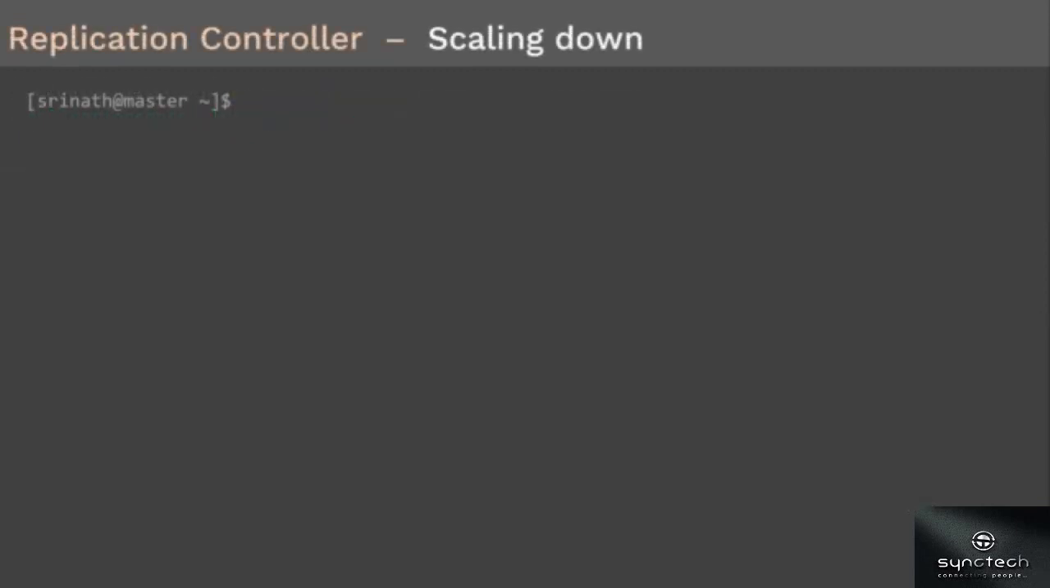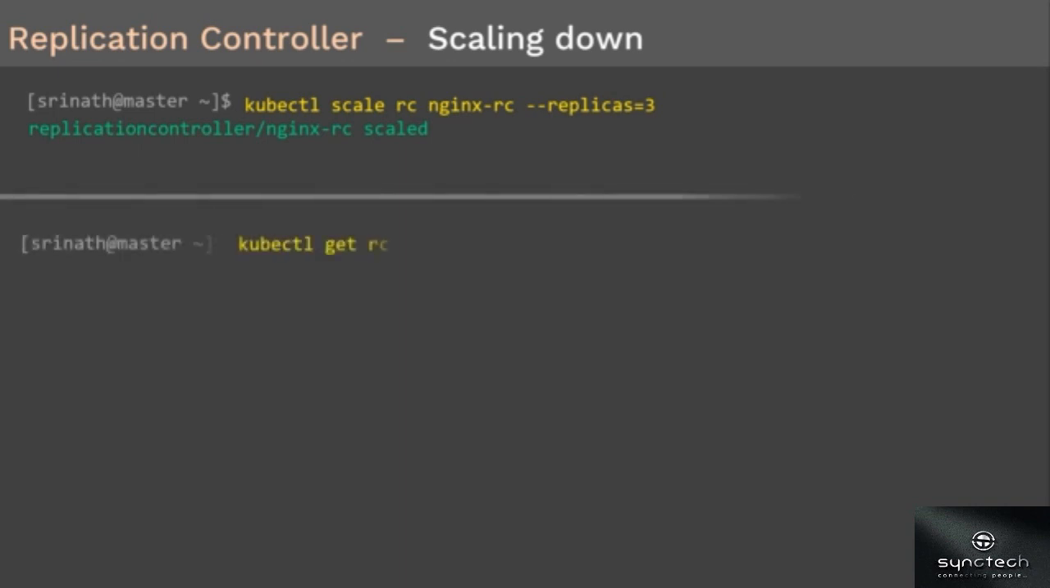And once traffic comes down to normal, you can bring down the replica count to what it was before. For that, you use the same exact process that we saw in the previous slide. The only difference here is the replica count is 3. So to verify that, we use the kubectl get rc command to display. Here, rc is the short form of replication controller. As you can see, the desired and the current are the same, which is 3.